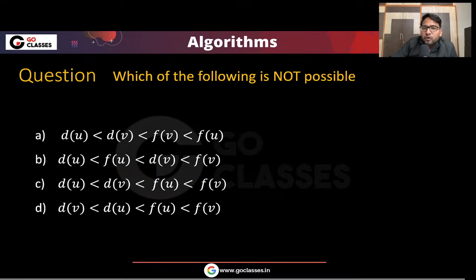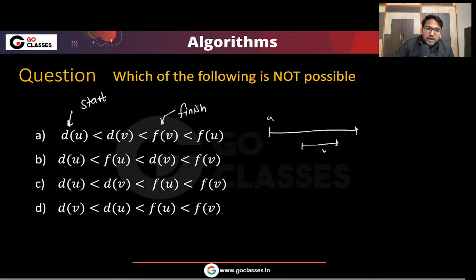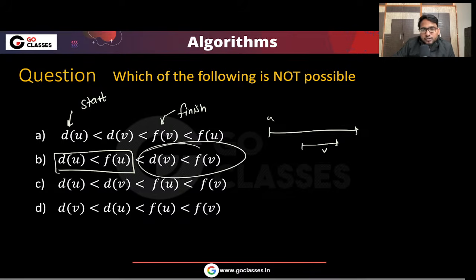Now tell me which of the following is not possible. D means start, or F means finish. You are starting U, you are finishing U here. This is U. In between you can start V. This is definitely possible, right? That is using the parenthesis theorem. Is this possible? You are starting U, finishing U, then starting and finishing V? Yeah, that is also possible.